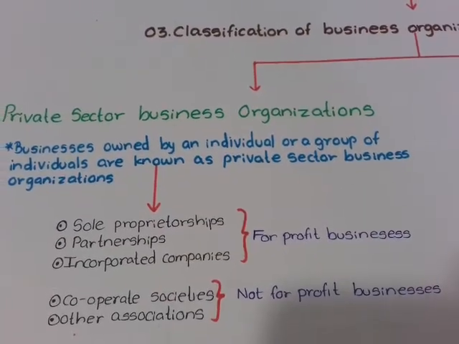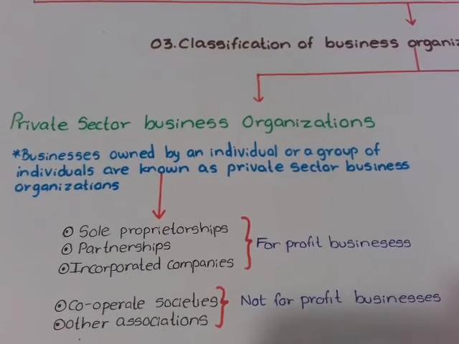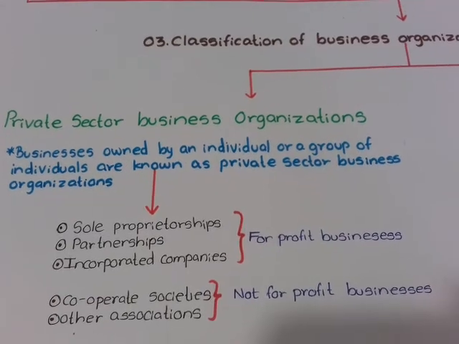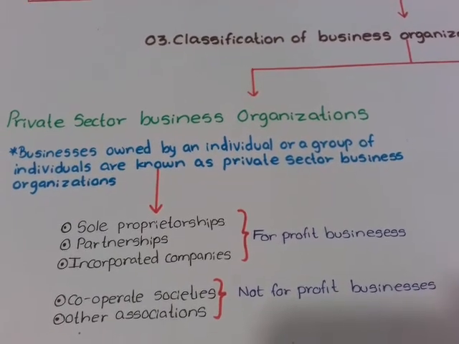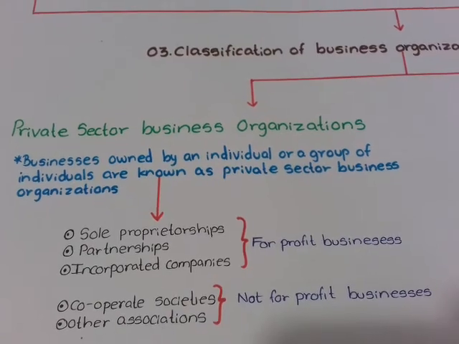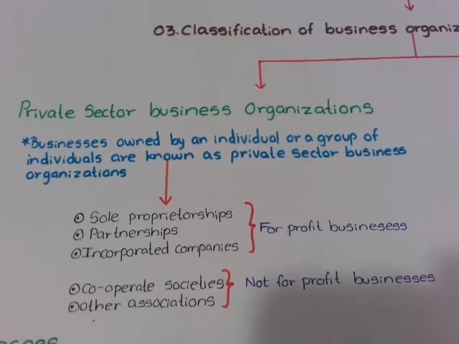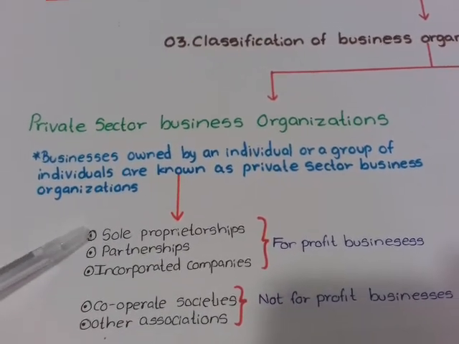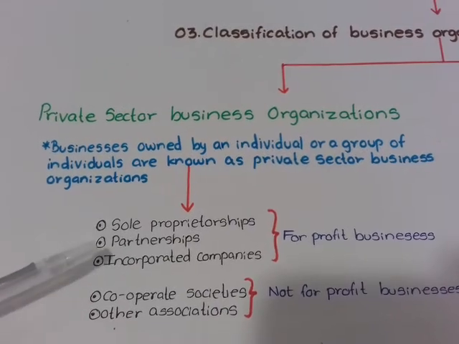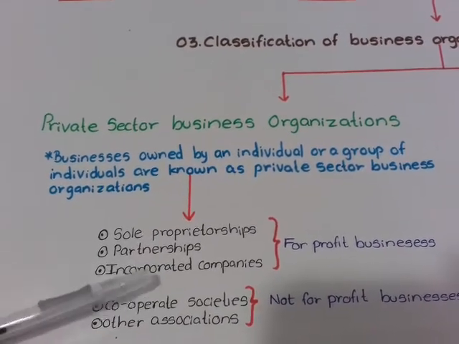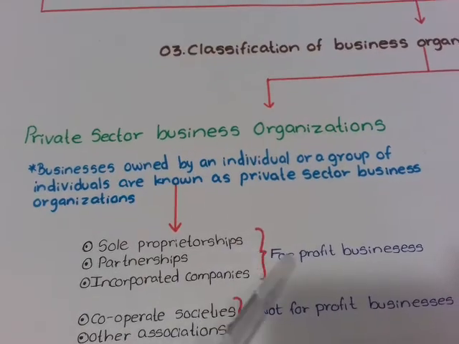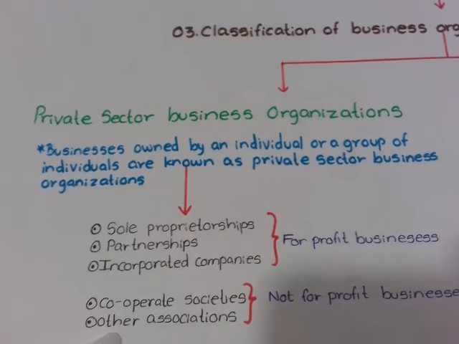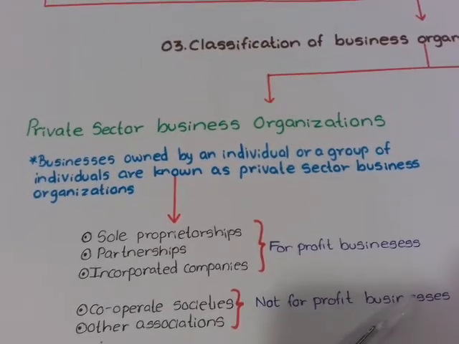So what are the examples for private sector business organizations? Sole proprietorship, partnership, incorporated companies, cooperative societies and other associations. So I'll be discussing them in detail with you. So for now, just see. Here sole proprietorship, partnership and incorporated companies are for-profit businesses, and cooperative societies and other associations are not-for-profit businesses.